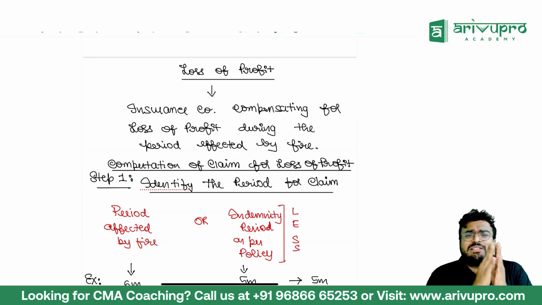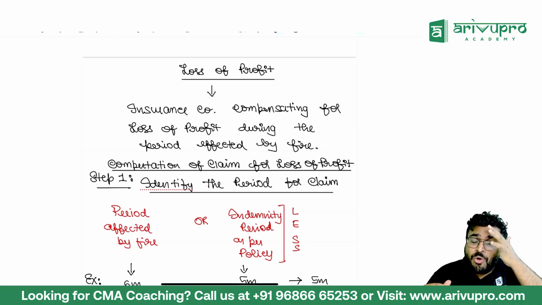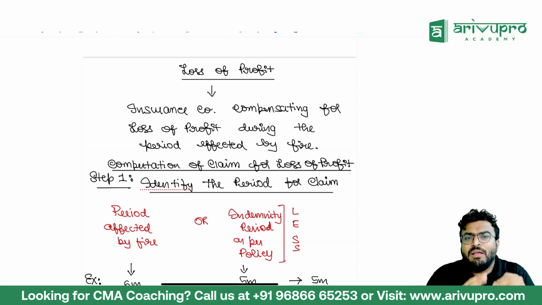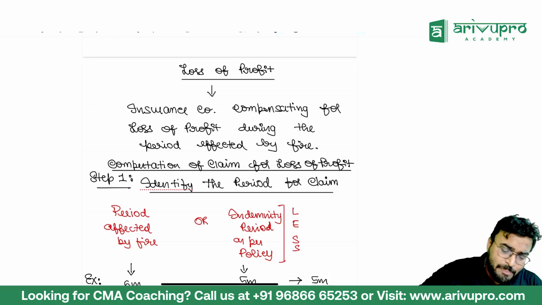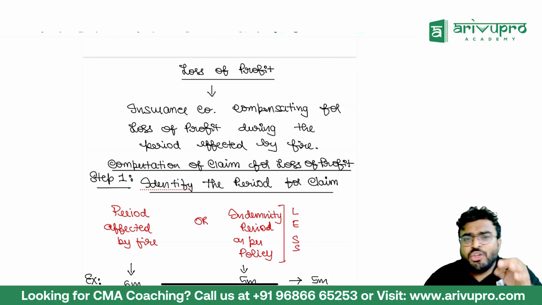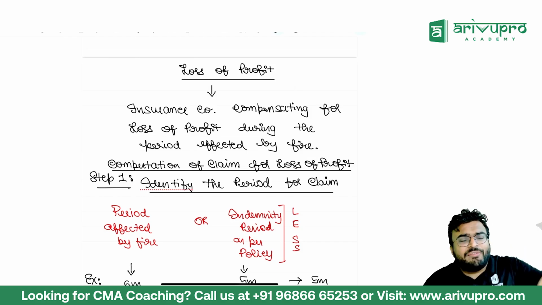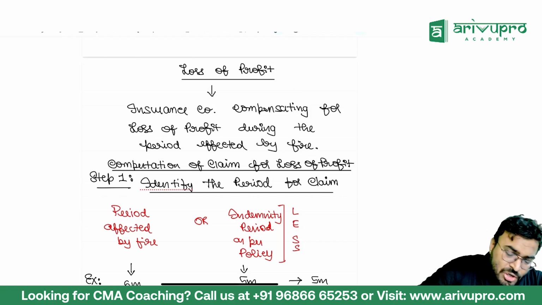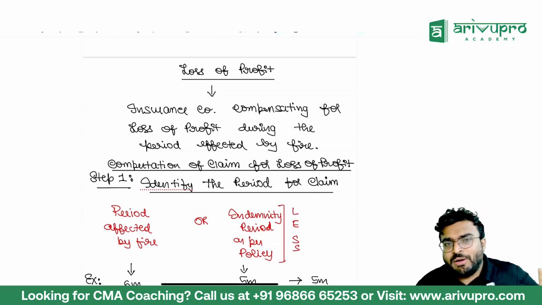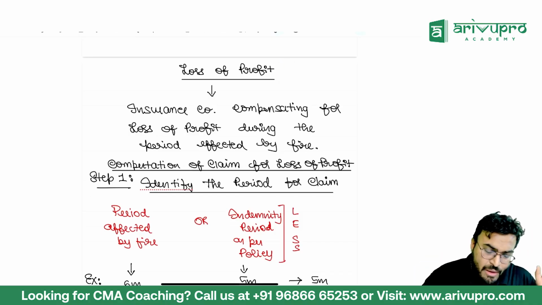See, if at all there is a fire today, for the next 2 months or 3 months or 4 months or 5 months, you will be only thinking about how to bring your business back to normal. So that time your sales will get affected. If your sales are affected, your profit is affected. So you will lose some profit. For that you have taken one insurance policy. This is called the loss of profit policy.